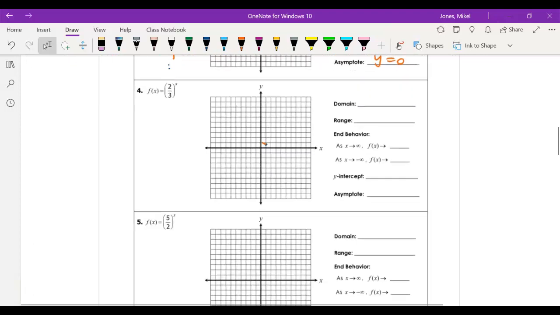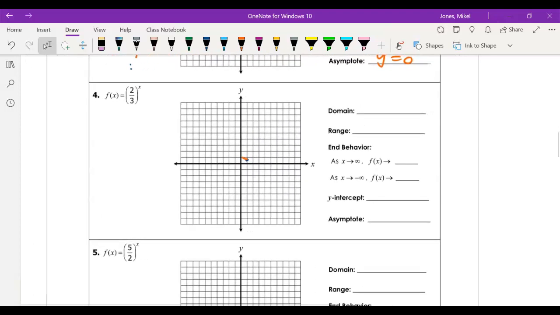Okay, do you feel like we need to do 4 and 5? Okay, I'll have you guys do number 4. And then I'll check in just a second.